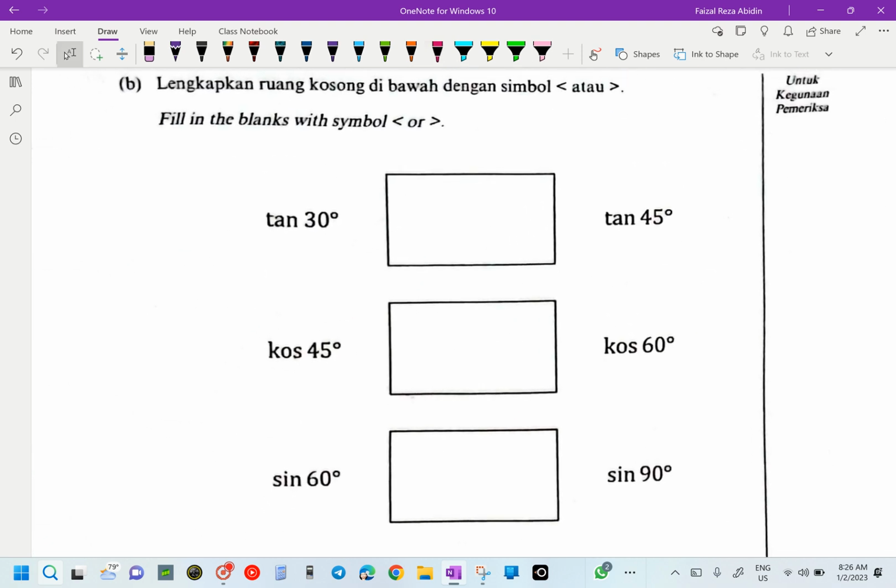Okay, fill in the blanks with the symbol less than or more than. Only 2 symbols only. Don't add anything else, like less than and equals, more than and equals. It's not given. Okay. This one, how do we want to find it?